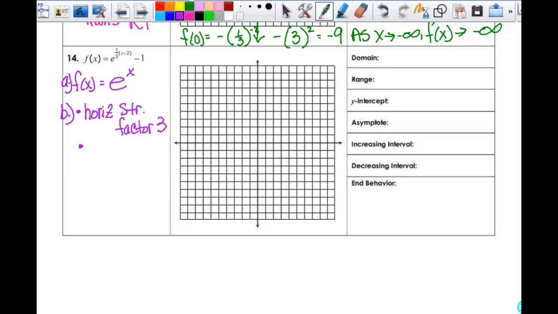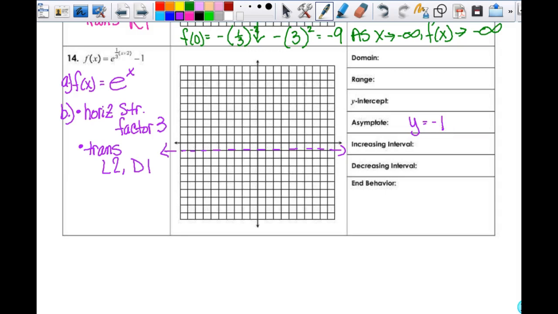All right, so then that's it for that stuff. So then I'm going to translate left 2 and down 1. All right. So does my asymptote get affected here? Yes. We went down 1, so it's now at -1. So this y equals -1.